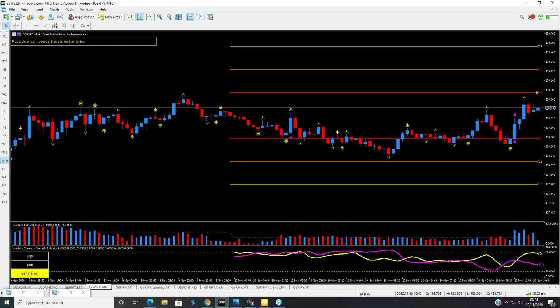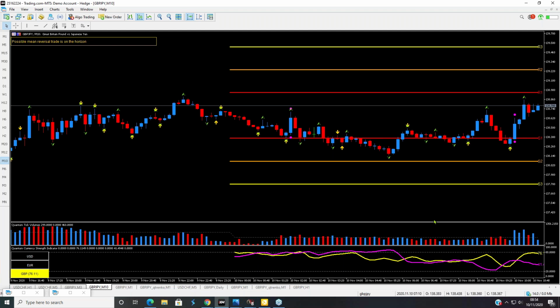It's between the S1 and the R1. This is what we call a kind of neutral zone, a kind of buffer zone. It's moving sideways, possibly with a slight bias to the upside. We know there's a bit of buying coming into the pound based on the hourly chart.